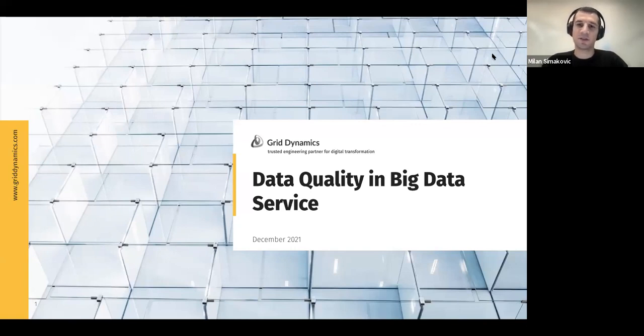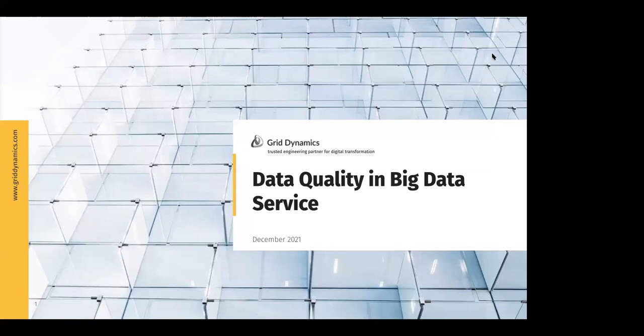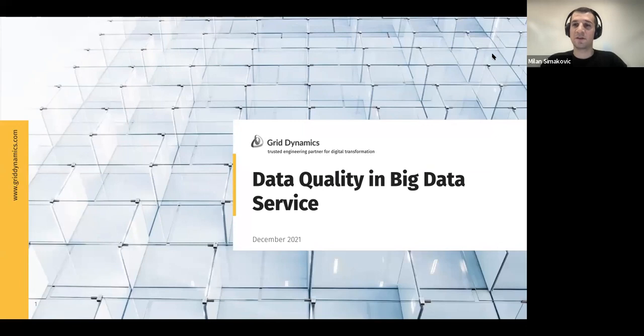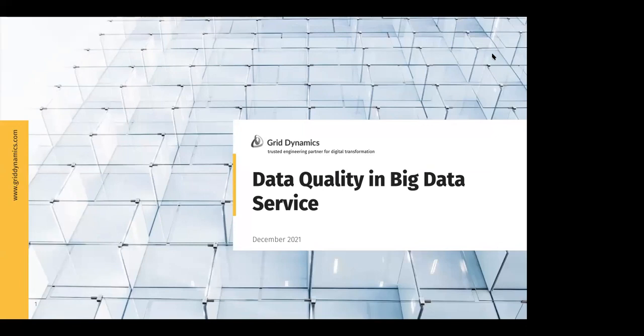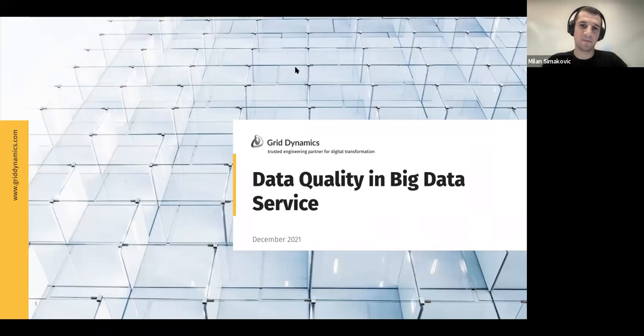The first presentation is regarding data quality in big data. The second one is related to comparing two big data processing frameworks, Apache Spark and Apache Flink. If you have any questions, you can write them down into chat, and we can go through them briefly once the presentation is done.